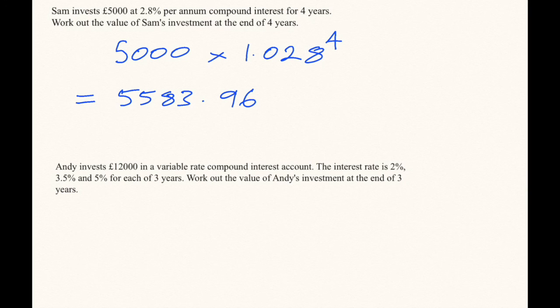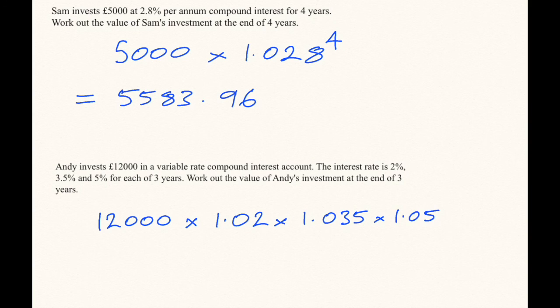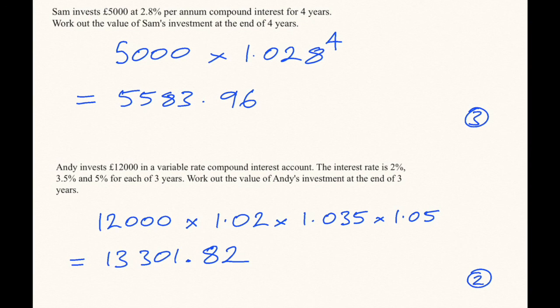For the second one, Andy starts off with £12,000. In the first year, he earns 2%, second year, 3.5%, in the final year, 5%. Put that in a calculator, you get £13,301.82. And that's it. This was worth 3 marks, this was worth 2 marks. But how does it all work?